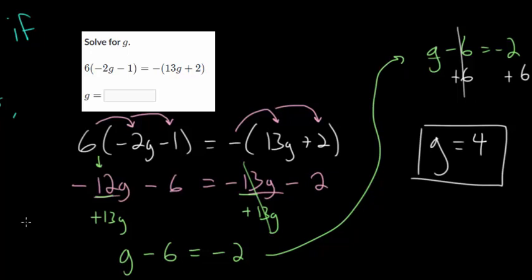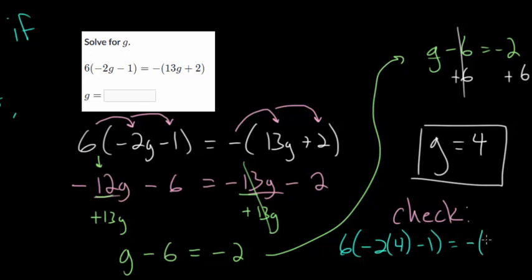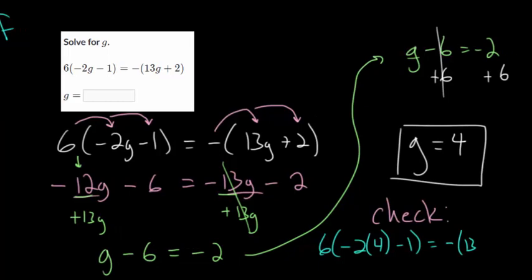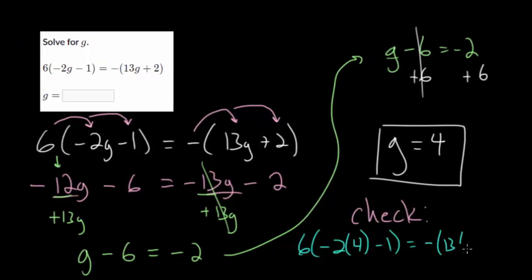And this one's not too bad. There are no fractions or decimals, but we're going to plug it in. So we're going to check our work. For our g equals 4, we'll plug it in anywhere we see a g. So let me change colors. We'll do 6 parentheses minus 2 times 4 minus 1 equals minus 13. Let me make a little more room. Times g, which is 4, plus 2.